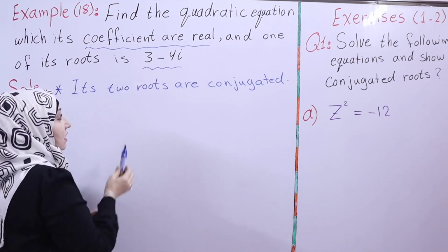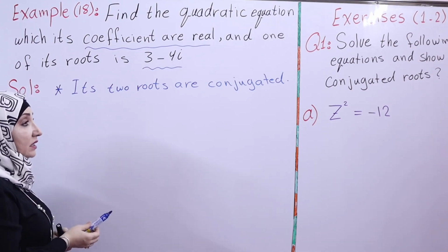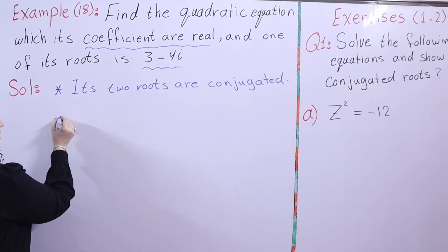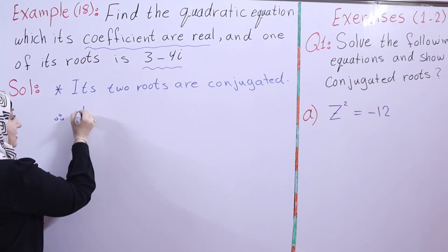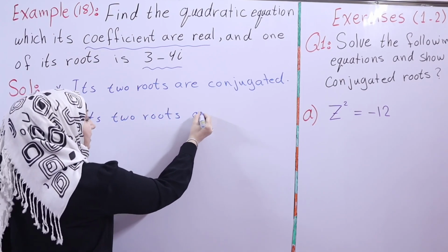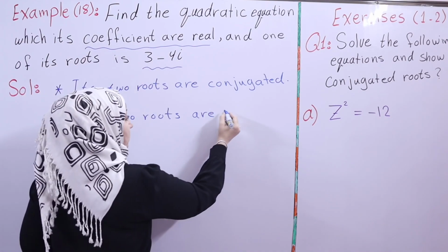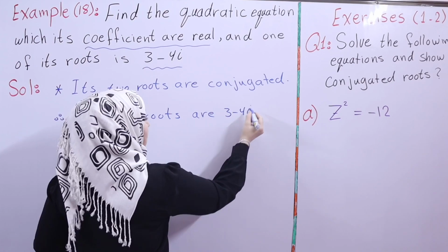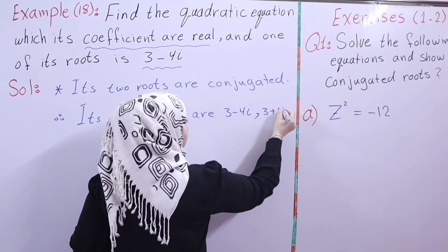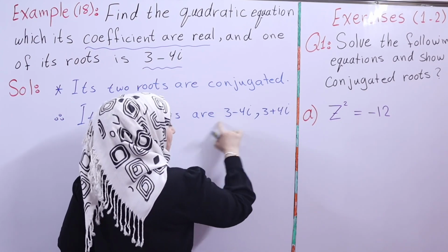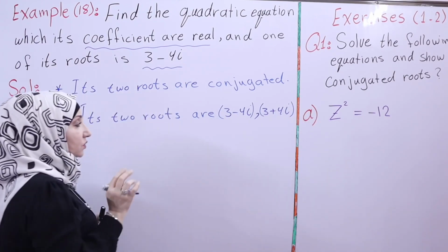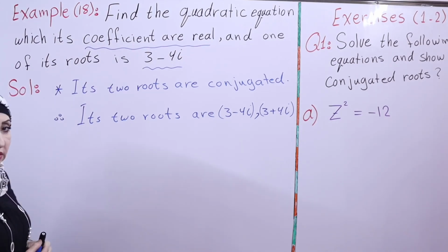If one of its roots is the complex number 3 minus 4i, can we know the other root? Yes, because they are conjugated. So its two roots are: the first, given in the question, is 3 minus 4i, and the other will be its conjugate, which is 3 plus 4i. This complex number is the conjugate of that complex number. So we have two roots for this equation. Can we find the equation? Yes.